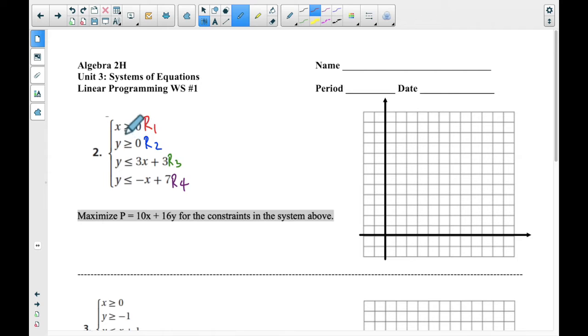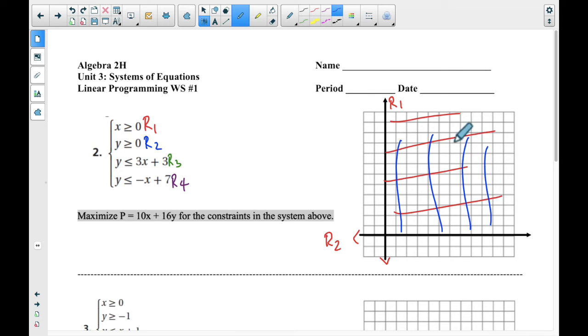If it's x is greater than 0, then this is my R1 right here. And I probably should have left that arrow down there. So this is R1, and then this is R2. And x is greater than 0 means I'm going to shade this way. And y is greater than 0 is this R2, and that means I need to shade this way. It's going to be only things in the positive quadrant here.